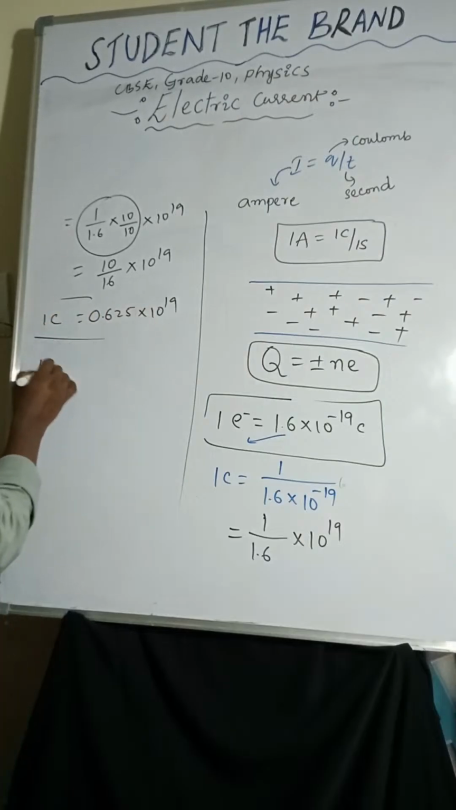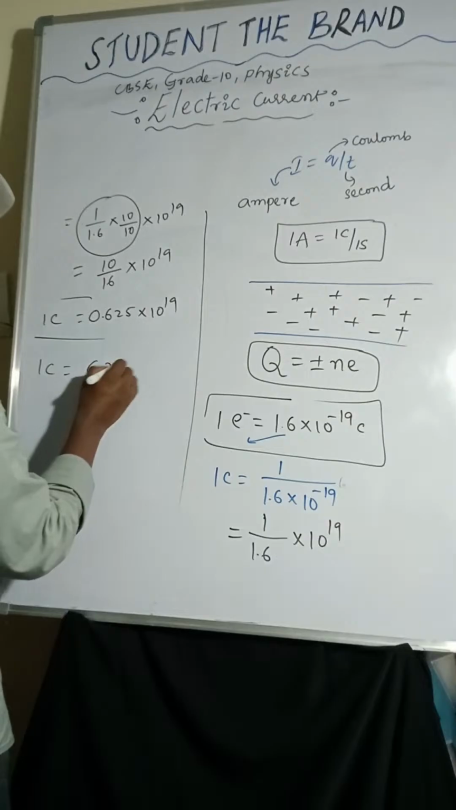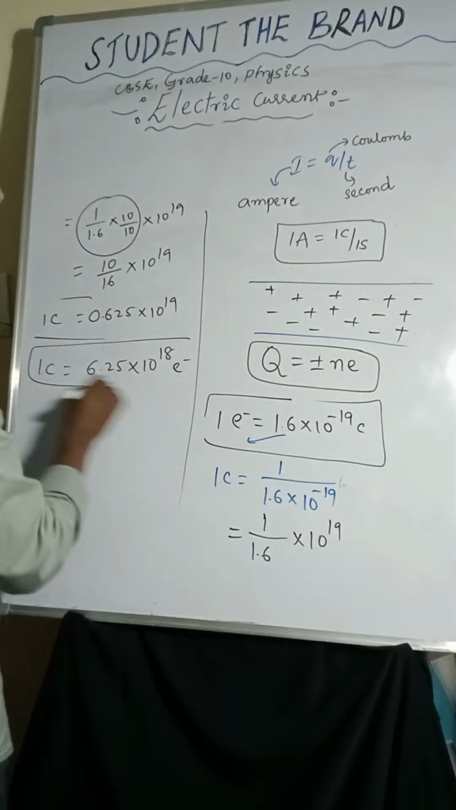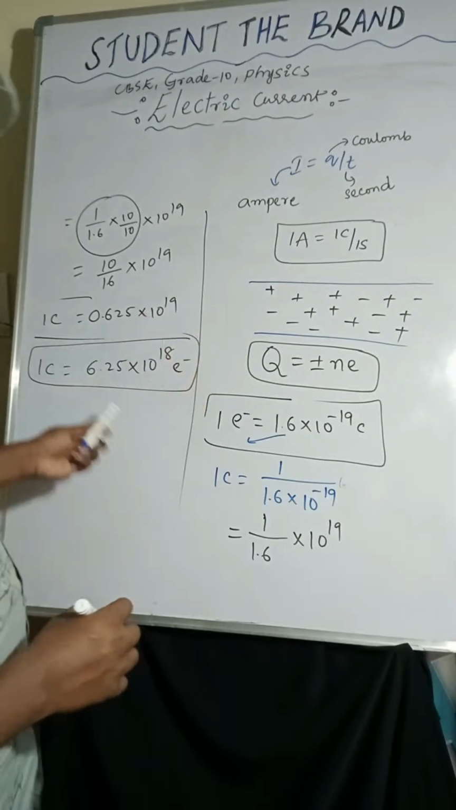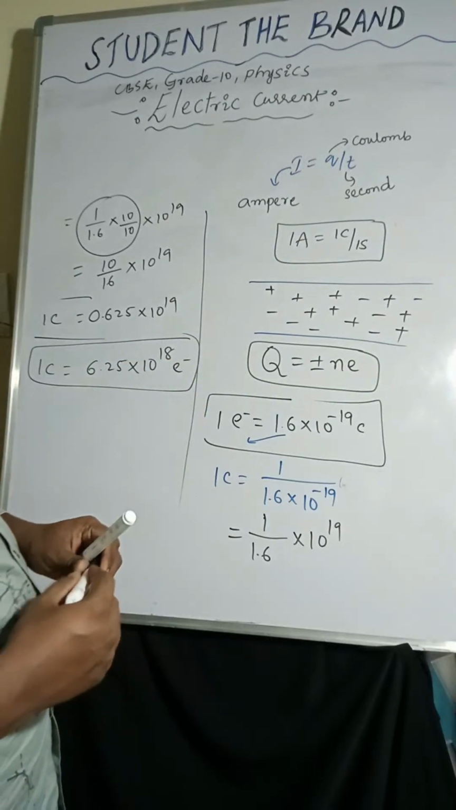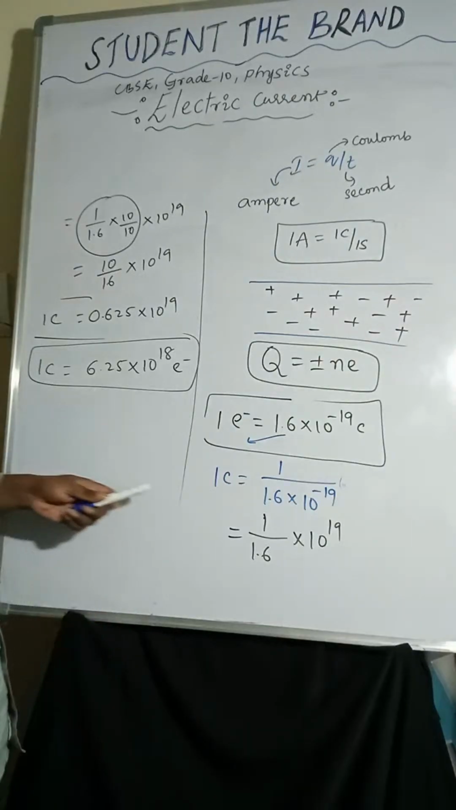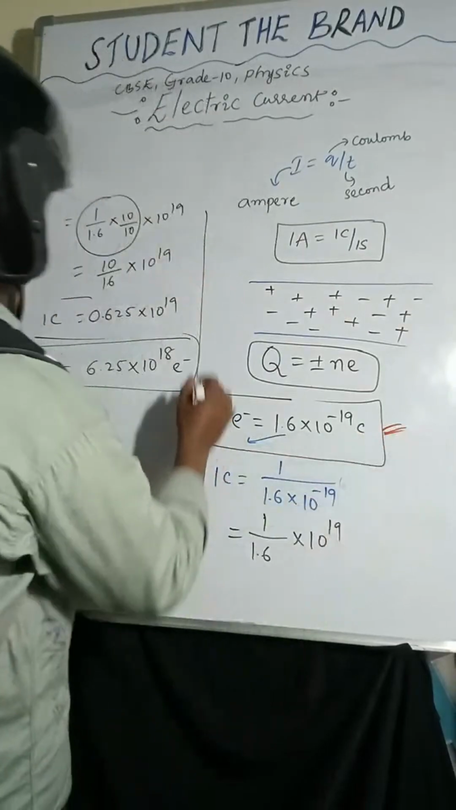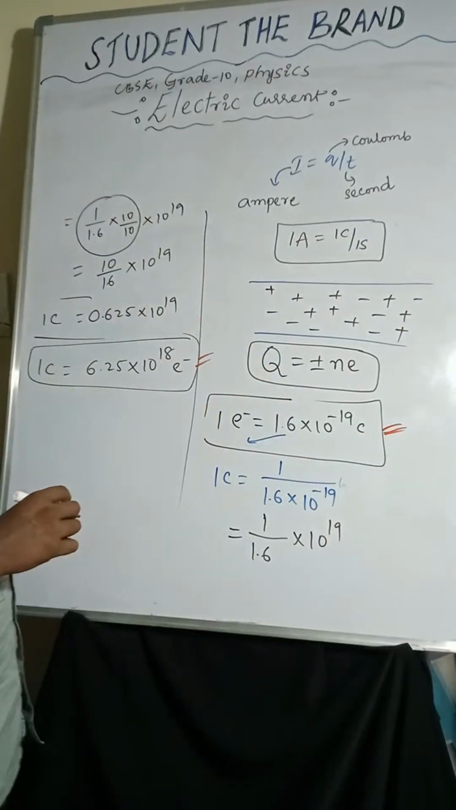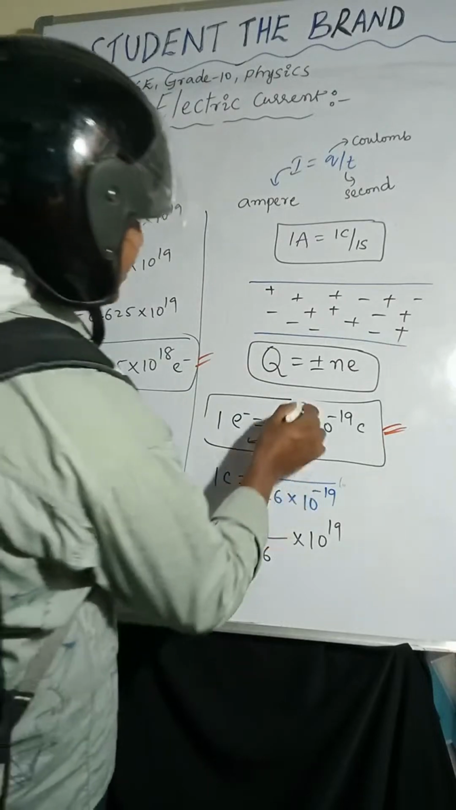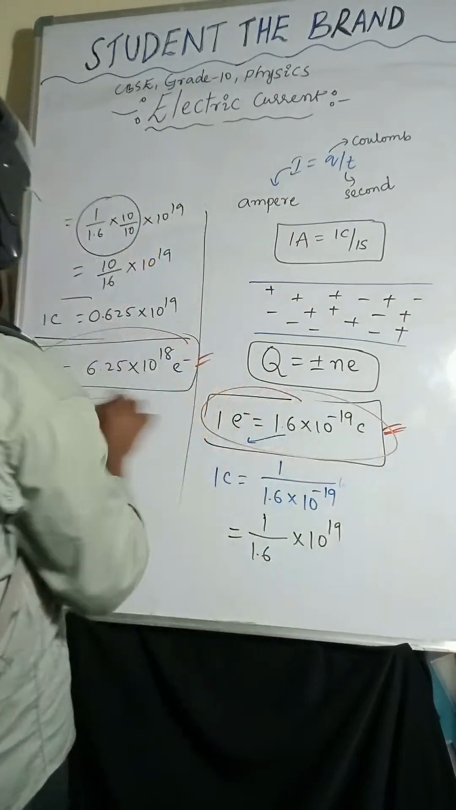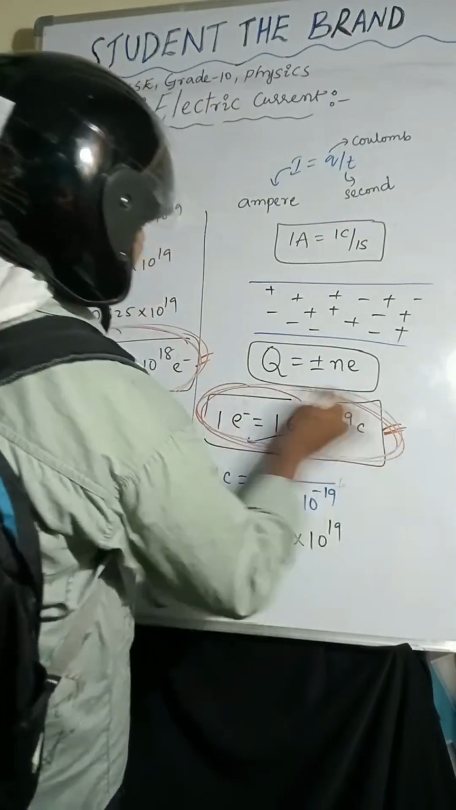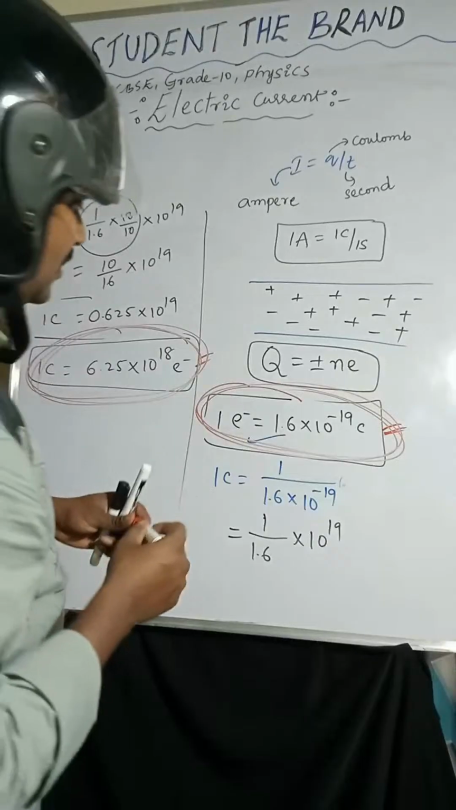So in 1 coulomb, taking it as 6.25 into 10 power 18. Very, very important, so make sure that you remember this value. On 1 electron, how much charge is present? In 1 coulomb, how many electrons are present? These 2 points are very, very important. Make sure that you practice these 2 values and remember them.